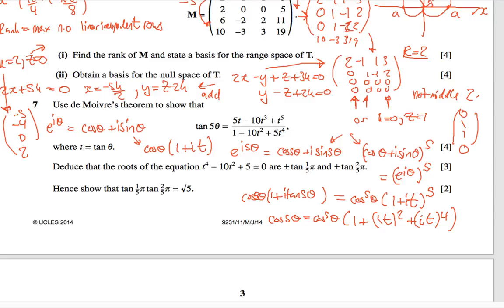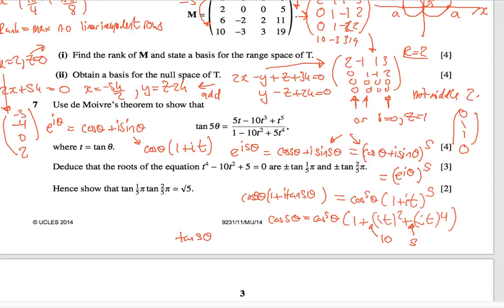I forgot about all the coefficients in front of them. So there's (it) squared terms, there's (it) to the 4 term. In front of this term, because of the expansion, there's going to be a 10. And in front of this term, because of the expansion, there'll be a 5. So probably the best way to do this question is just to expand this out and then look at all the even powers of i terms to get what this is. Then look at the odd powers to get what tan 5 theta is.